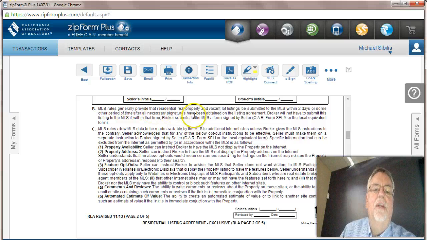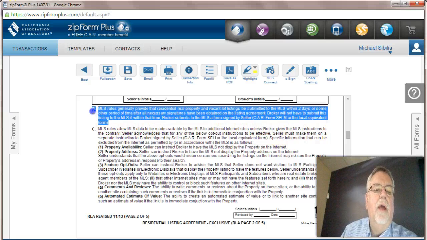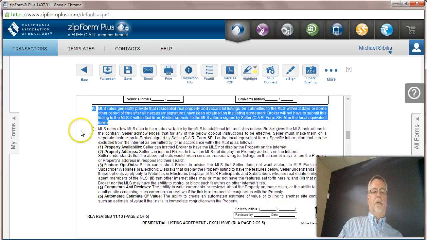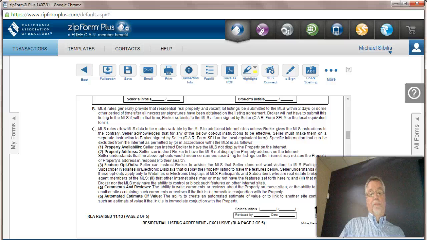MLS rules provide that broker vacant lots and residential real property vacant lots be submitted within 2 days. This is the paragraph that refers to the MLS exclusion form. Basically, it says you're supposed to put this in right away, or they have to sign another form, which you want them to do.